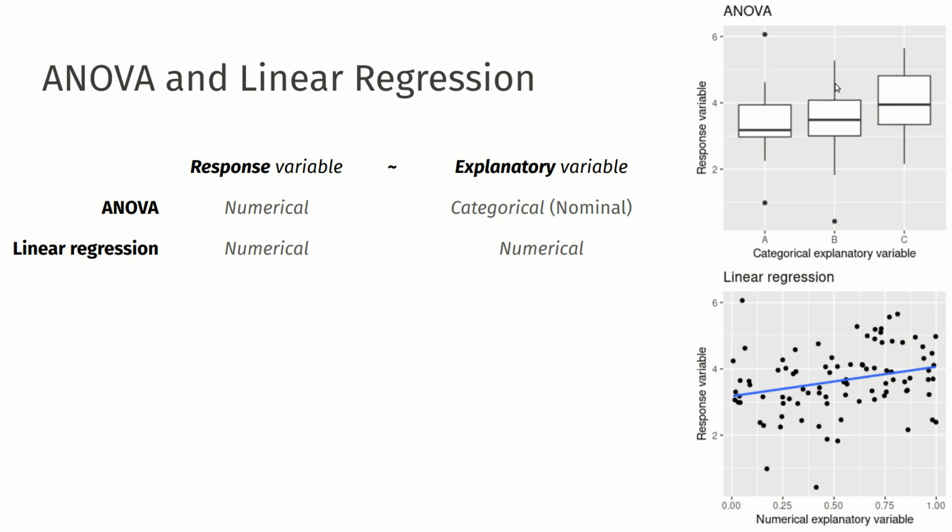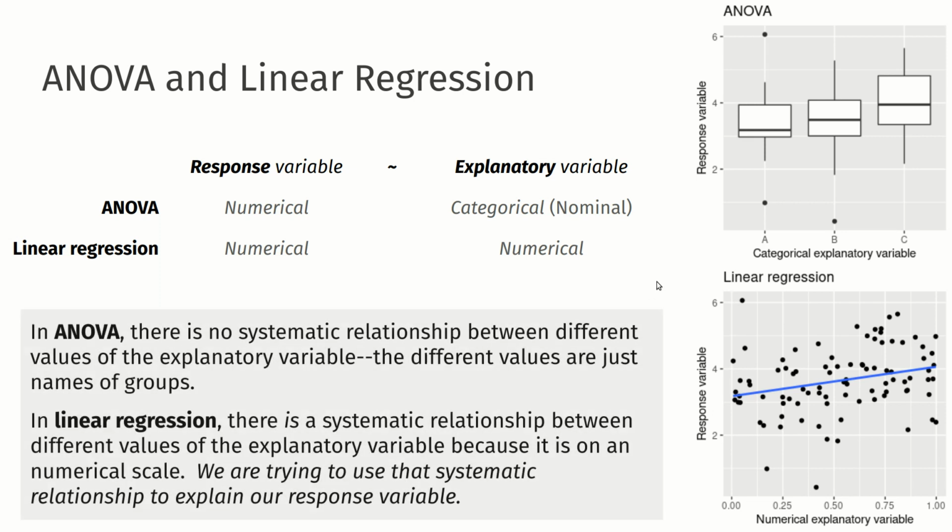And this is visualized here in these two different plots, where here we might use, say, a box plot to visualize the effect of a categorical explanatory variable on a response variable. But now in linear regression, we've got our old friend, the scatter plot. So we've got a numerical explanatory variable on the horizontal axis and a numerical response variable on the vertical.